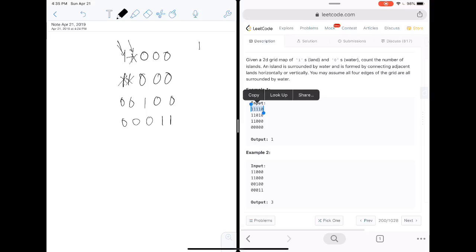Then I'll come here and I'll say, okay, there's one island here. And then I'll come here and I have no way of knowing if I've already visited this as a part of another island or not. So that's why having that visited array is important.